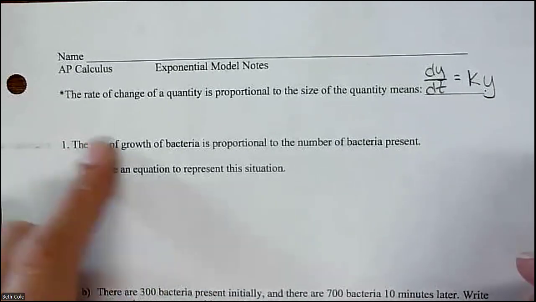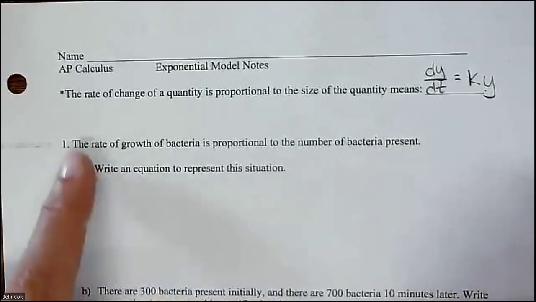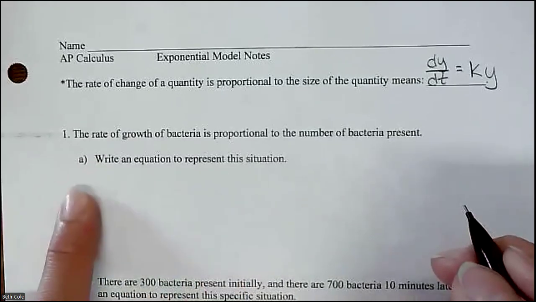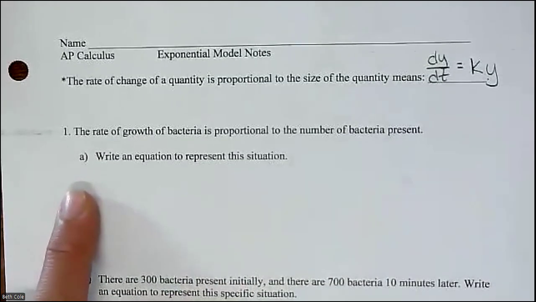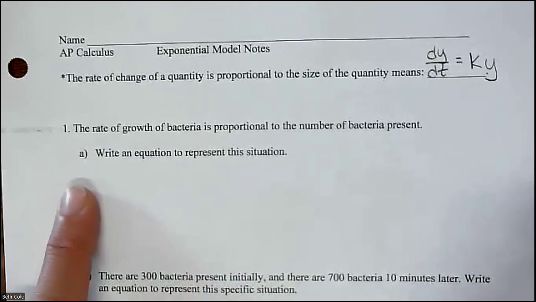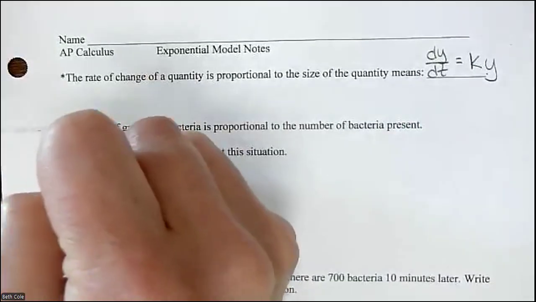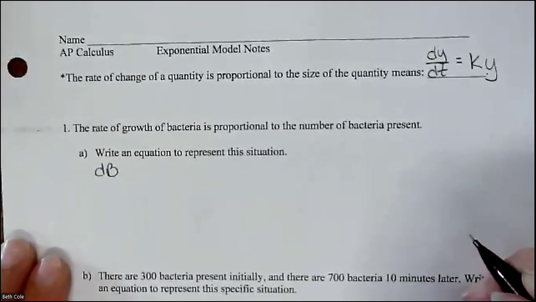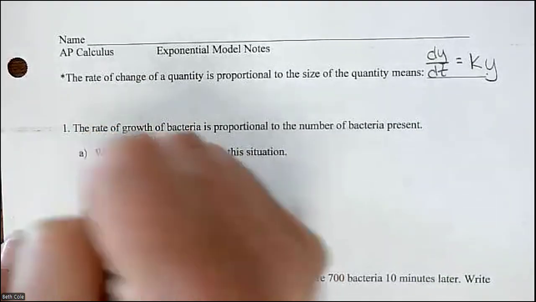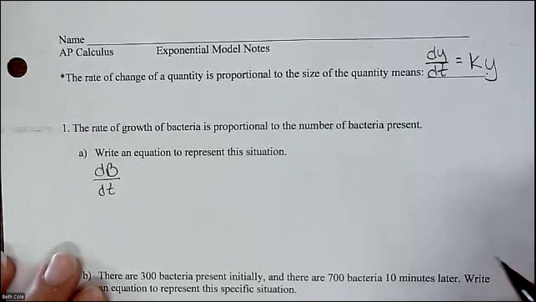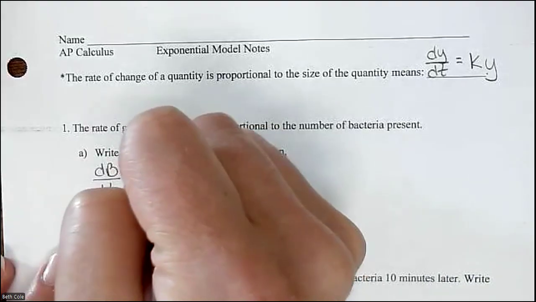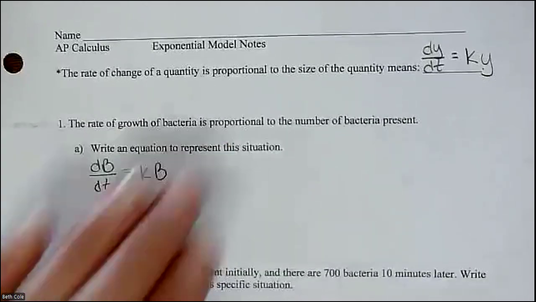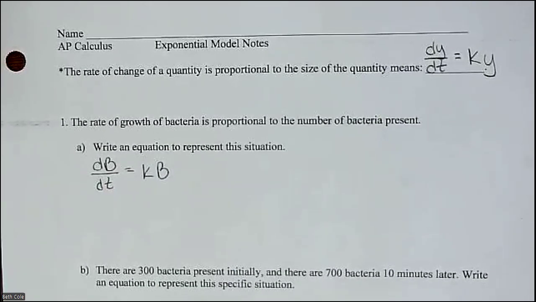So the rate of growth of bacteria is proportional to the number present. It's going to sound like that. Write an equation to represent this situation. I'm going to have you actually do this once, and then after that, we're going to just memorize the formula. So we're not going to use y. What is it, bacteria? We're going to say B, dB dt equals K times B. Separate, integrate, plus C, initial condition, and so on.